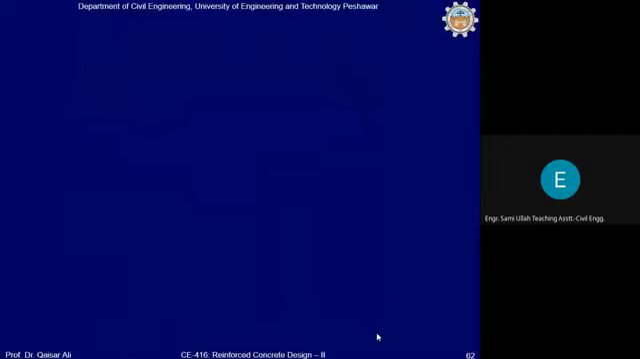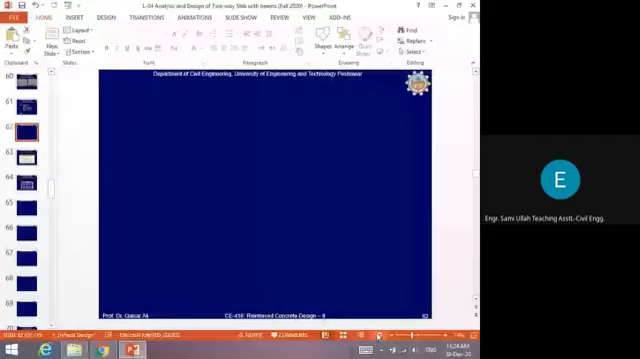Okay, in previous class, we calculated the moments for a two-way slab system from the moment coefficients given in the tables. And now we will transfer the load of slab to the surrounding beams of a two-way slab system, okay?